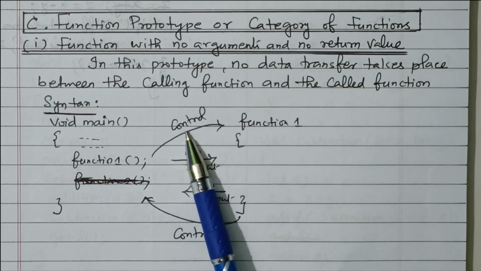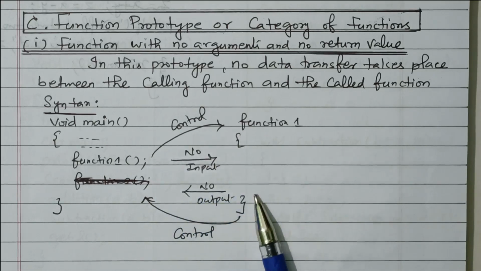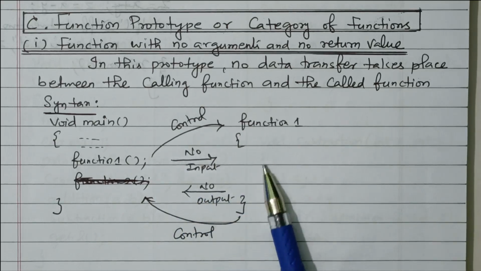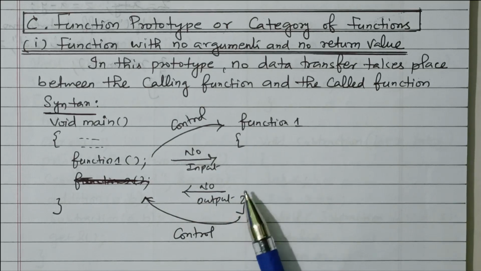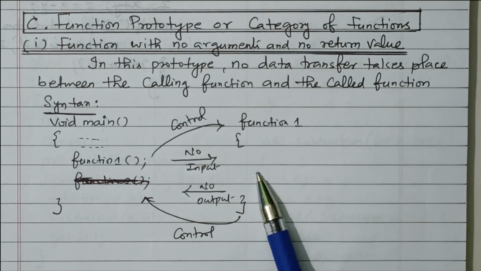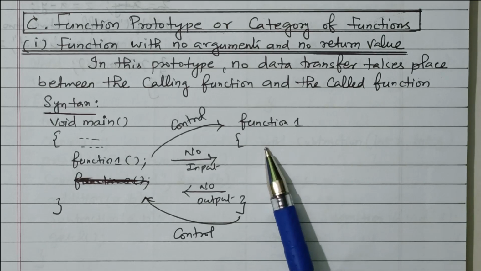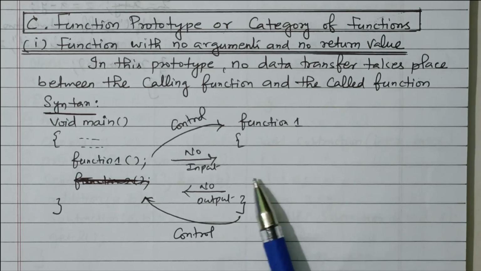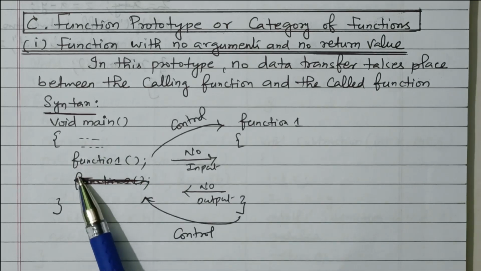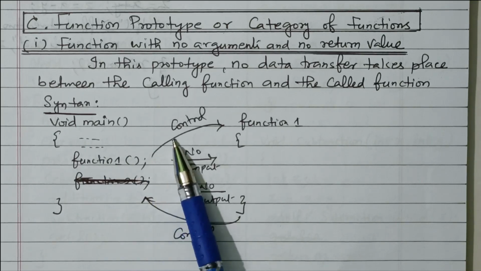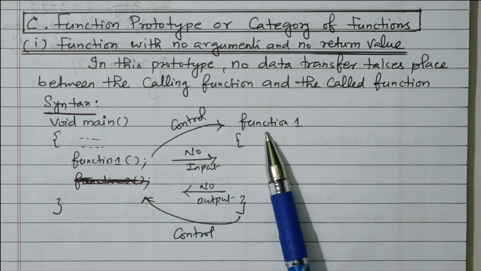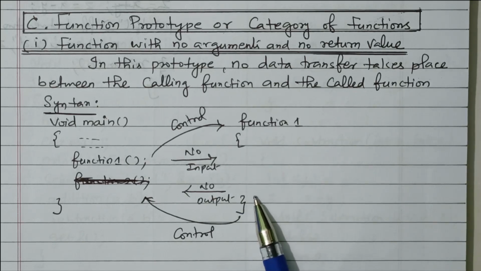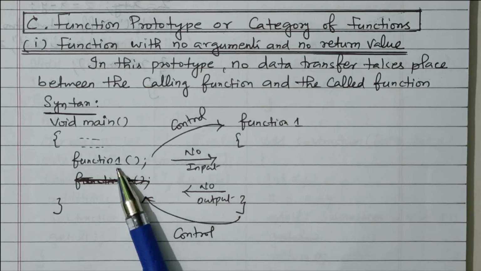When the control is transferred to the function, this is called function definition. We have defined this function. Within the open and closing braces, the set of instructions will be there. This function will perform the set of instructions. So in the main program, when the function is called, the control will be transferred to function1. Here the particular task will be performed and the control will return to the main program again.